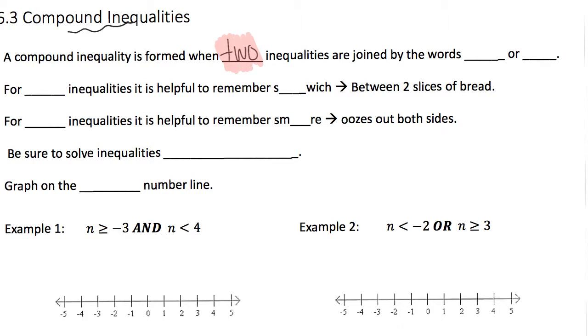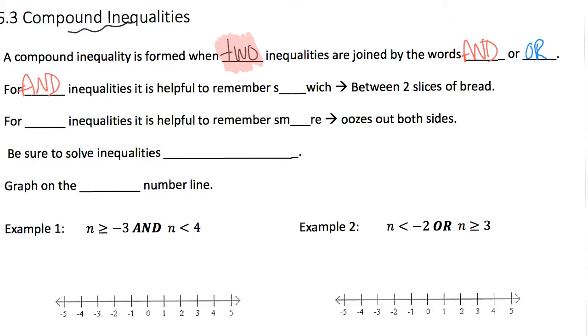We're solving two inequalities, and these are joined by the word and or by the word or. So it's like this inequality and that inequality, or this inequality or this inequality.